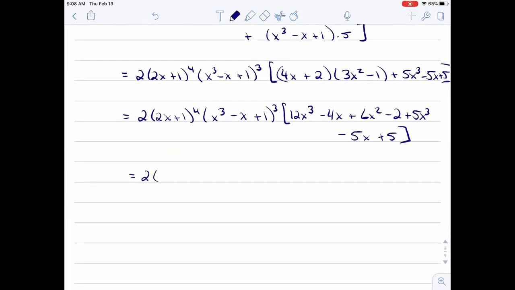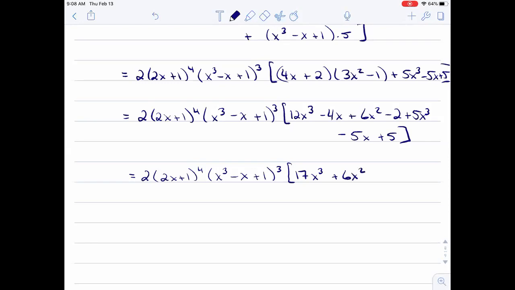Keeping that outside the same, 2 times (2x plus 1) to the 4 times (x to the 3 minus x plus 1) to the 3. 12x to the 3 plus 5x to the 3 puts me at 7x to the 3. Negative 4x minus 5x. Oh, let's deal with the x squared, sorry.